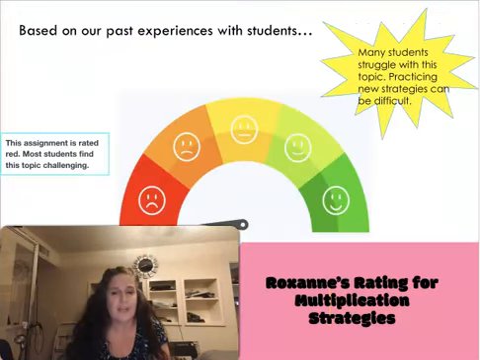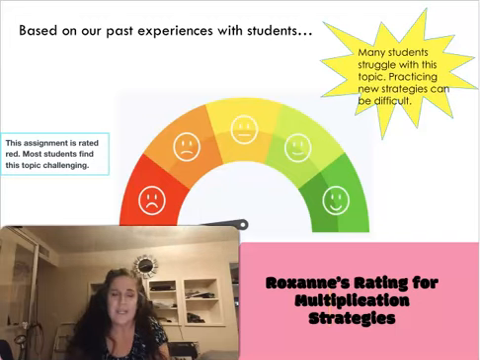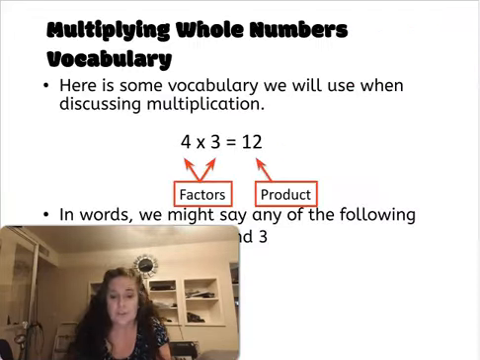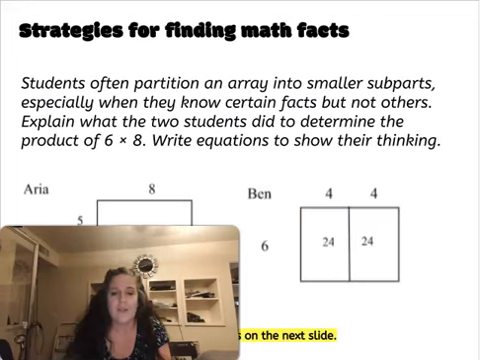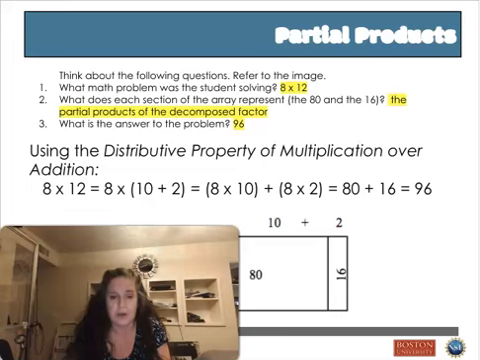So this is also rated red, and the only reason I think it's difficult is practicing new strategies can be difficult. But if you really put yourself out there and work your way through it, I think you're going to really like them. So you need to learn parts of a multiplication sentence and a division sentence, and then we will really take a look at how students can practice using mental math and doing this array or rectangular multiplication, which is super fun, and we actually use a lot of the distributive property.